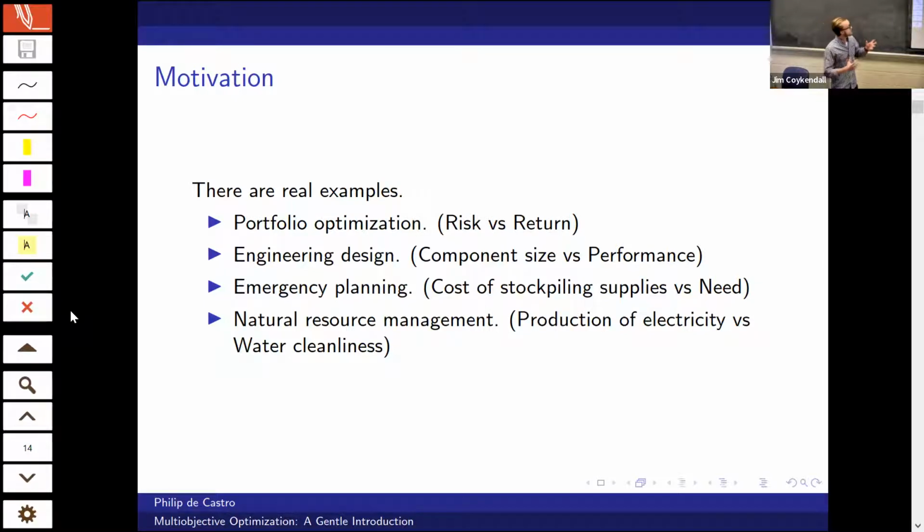So those are some real examples, and the examples I've given are all bi-objective in the sense that we're only thinking about 2 objectives at a time, but oftentimes these problems will have many more. It's not uncommon to see problems that have 4 to 8 objectives at a time.